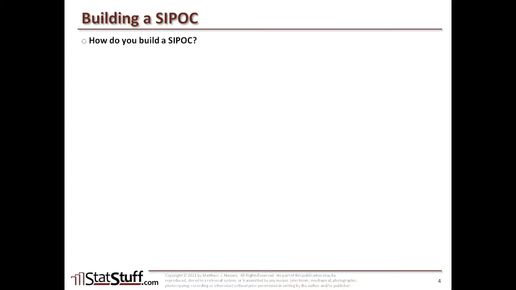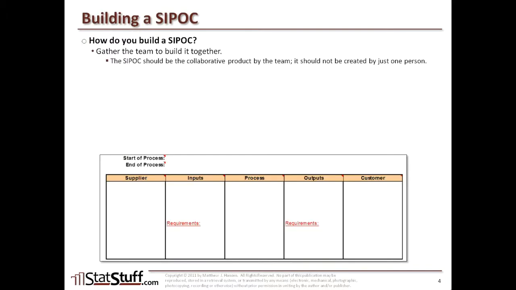Now let's talk about how you can build a SIPOC. There are several steps you could follow when trying to build a SIPOC. First, you have to start with your team. Get them together, because when you build your SIPOC, it should be a collaborative effort as a product from the entire team. It should not just be something created by one person in a vacuum.